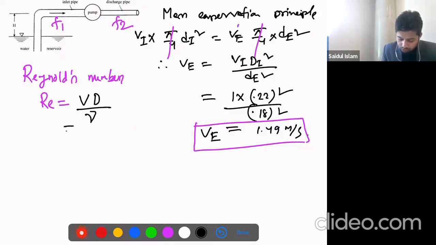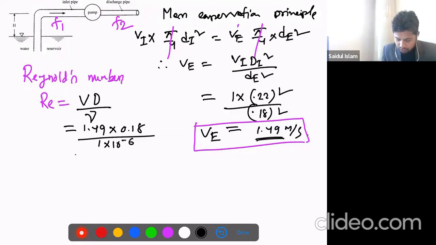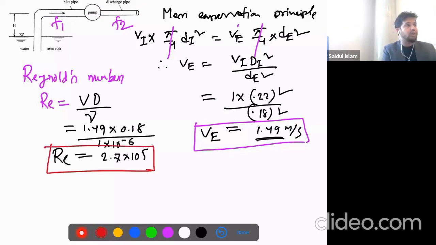So velocity is 1.49, we just got it. Diameter is 0.18, and the viscosity is 10 to the power minus 6. So the Reynolds number is 2.7 times 10 to the power 5. That's the Reynolds number. For this question, it is easier. Why is it easier? Because we know the velocity, so we easily calculated the Reynolds number. But in the first part, the velocity was unknown, so it was hard.